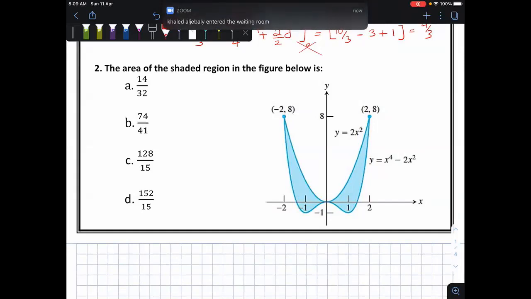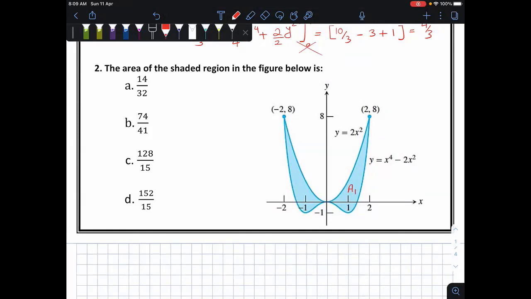We will find the area of one of them and multiply by 2, because both areas enclosed in the shaded region shown in the figure are symmetric about the y-axis. So we can find the area of, for example, the right part and then multiply it by 2 to account for the left part.